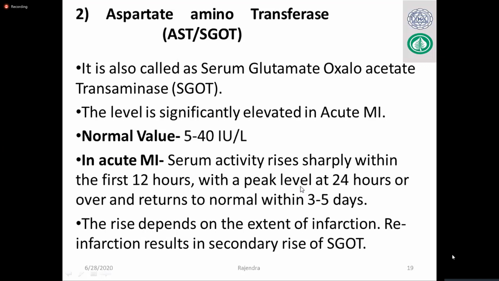But these are increased in myocardial infarction. The rise depends on the extent of infarction. Reinfarction results in a secondary rise of SGOT. Sometimes a person has multiple attacks. That means one heart attack comes now and after a couple of hours another attack will come. At that time SGOT will keep increasing and increasing. At that time we may get confused.